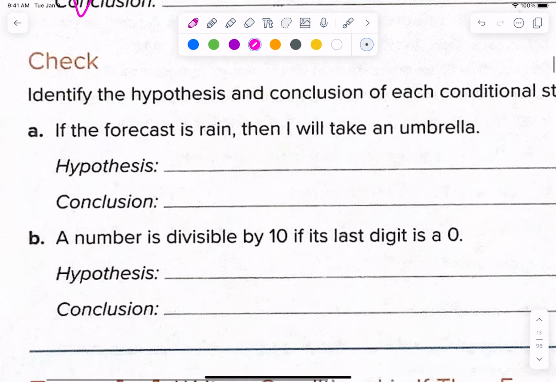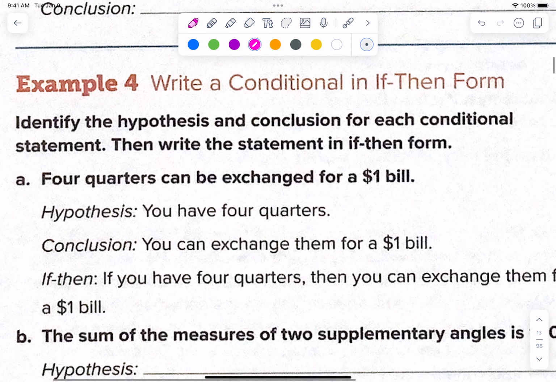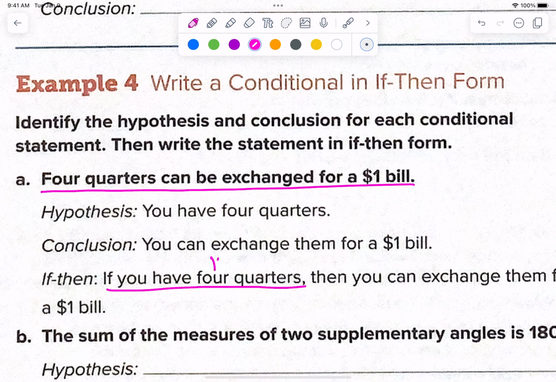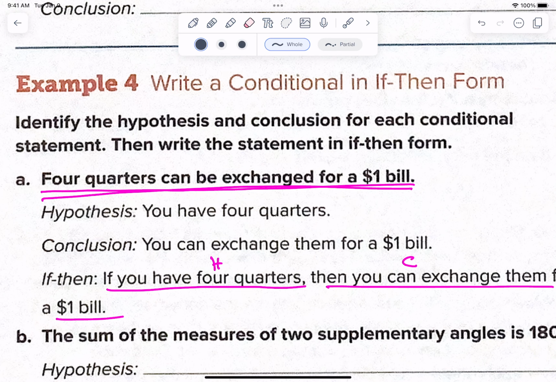All right, let's move on to the next piece. Now, they want you to write it in if-then form. So they give me a statement: 4 quarters can be exchanged for a $1 bill. So here is how they interpret that. They say, if you have 4 quarters, that's my hypothesis, then you can exchange them for a $1 bill. That's my conclusion. So notice that they had to add some words in there and change it around a little bit. 4 quarters can be exchanged for a $1 bill. If you have 4 quarters, then you can have a $1 bill. Make sense? They have to insert some words in there, okay?